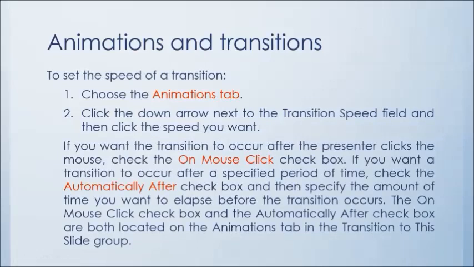To set the speed of a transition, choose the Animations tab, click the down arrow next to the Transition Speed field, and then click the speed you want. If you want the transition to occur after the presenter clicks the mouse, check the On Mouse Click checkbox. If you want a transition to occur after a specified period of time, check the Automatically After checkbox and then specify the amount of time you want to elapse before the transition occurs. The On Mouse Click checkbox and the Automatically After checkbox are both located on the Animations tab in the Transition to This Slide group.